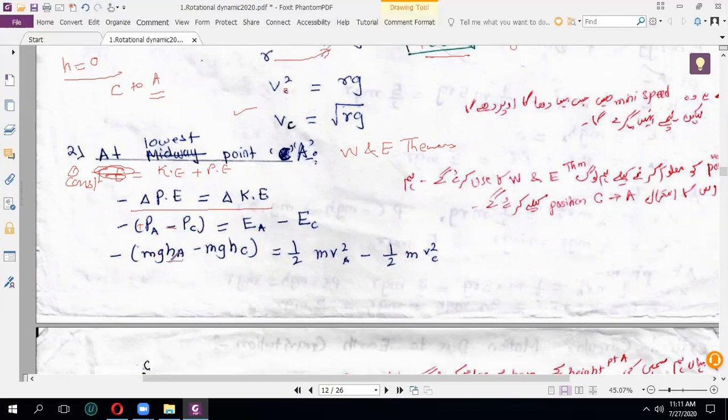Now we know that the height ha at position A is 0. So we are taking 0 here. What are we getting? This minus minus becomes plus mghc. Next, half mv square a is as it is. Now we know the formula for v square c. What is the formula for v square c? Rg. So half m v square c, we are replacing by Rg. Understood? This part.